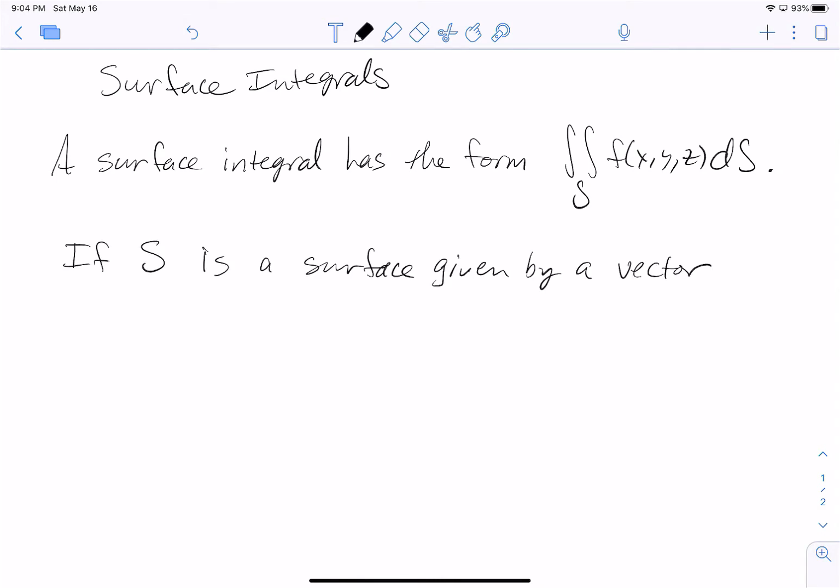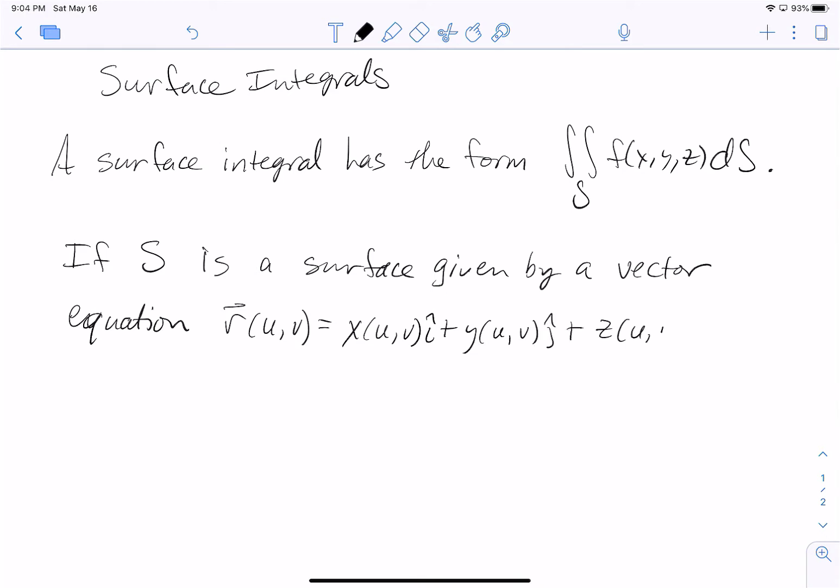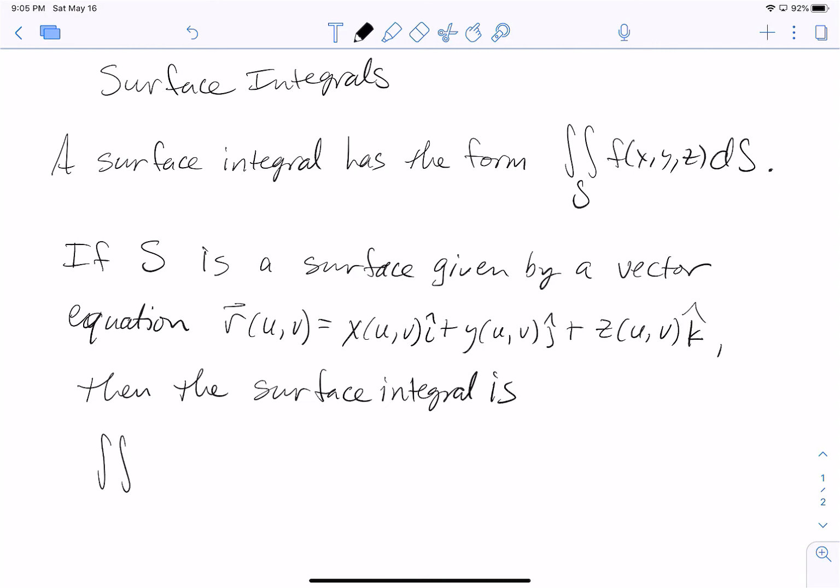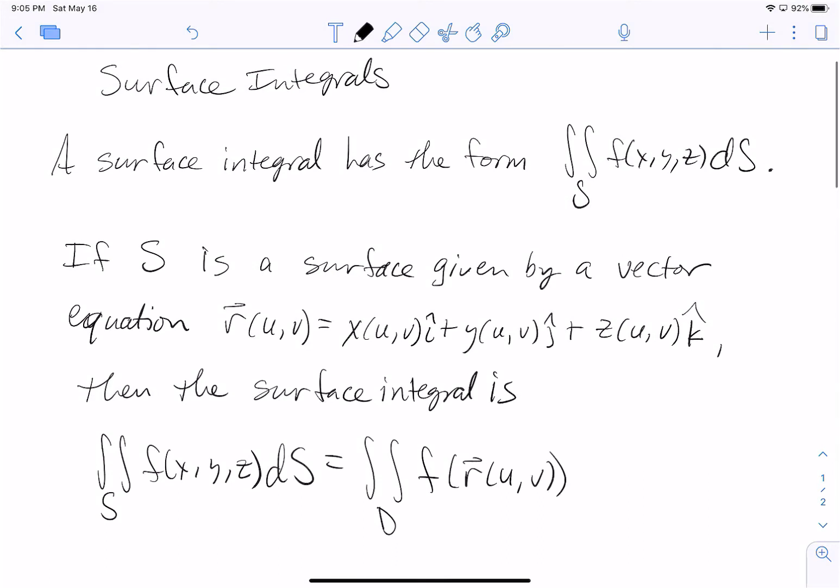is a surface given by a vector equation r of u, v is equal to x of u, v i plus y of u, v j plus z of u, v k, then the surface integral, the double integral over S of f of x, y, z dS, is equal to a double integral over D of f of r of u, v times the magnitude of the cross product of the partial of r with respect to u and the partial of r with respect to v, dA.